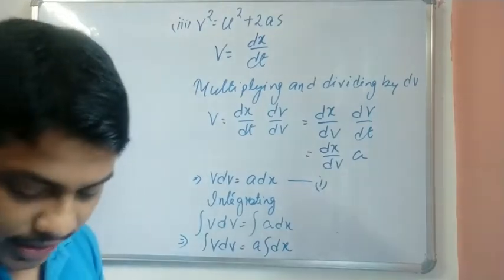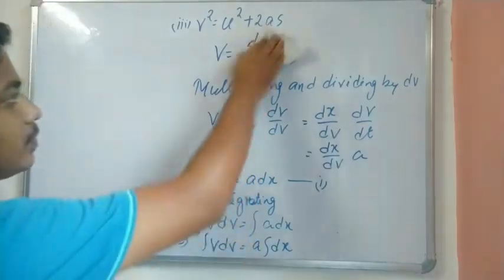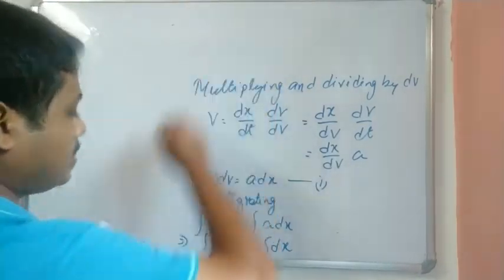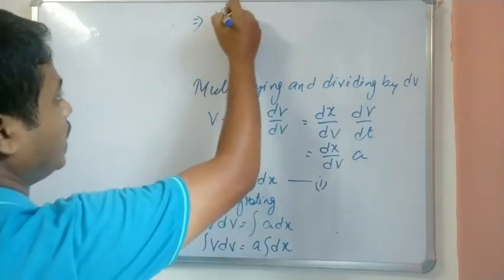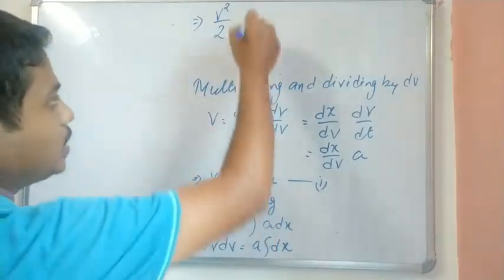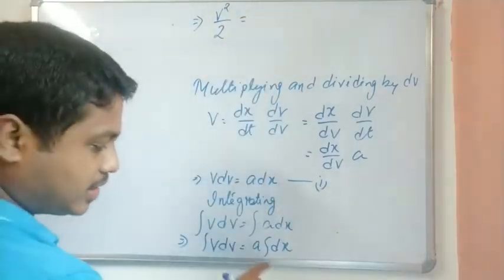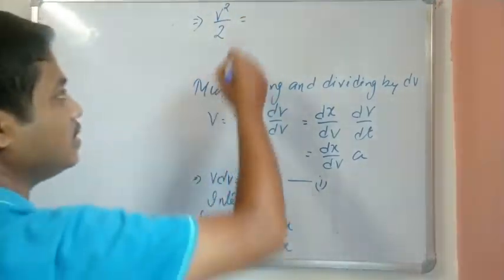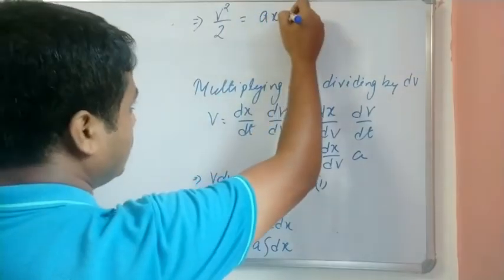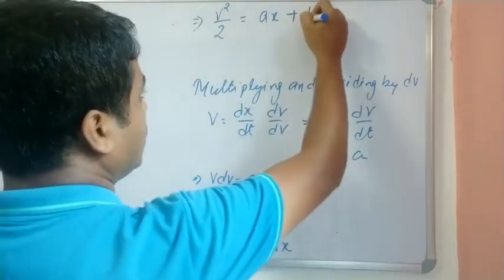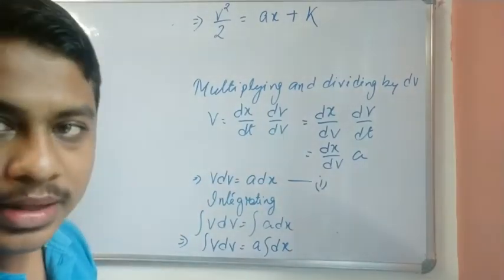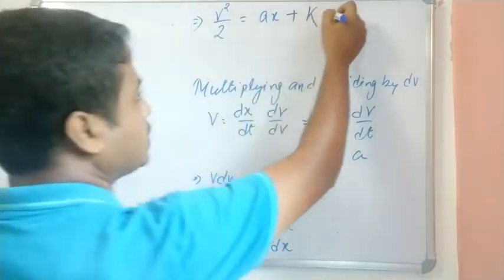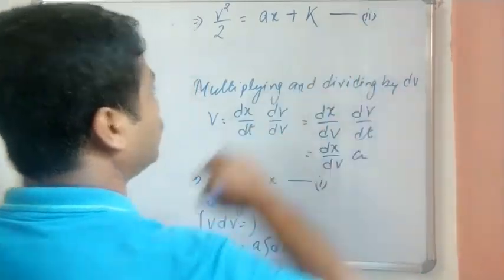Now if I solve this, what will I get? Integration of v dv will be v square by 2 equals a times integration of dx. Integration of dx is x, so it will be ax plus a constant: v square by 2 equals ax plus k. I'll be marking this as equation number 2.